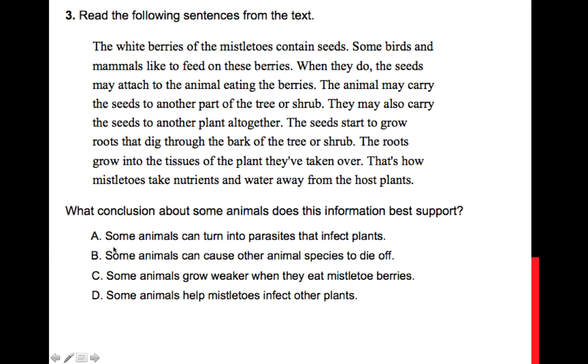A. Is it that some animals can turn into parasites that infect plants? Is that what the author was trying to say? B. Some animals can cause other animal species to die off. Is that what that paragraph is trying to say? C. Some animals grow weaker when they eat mistletoe berries. Is that what that was trying to say? Or D. Some animals help mistletoes infect other plants. Is that what the author was trying to say?